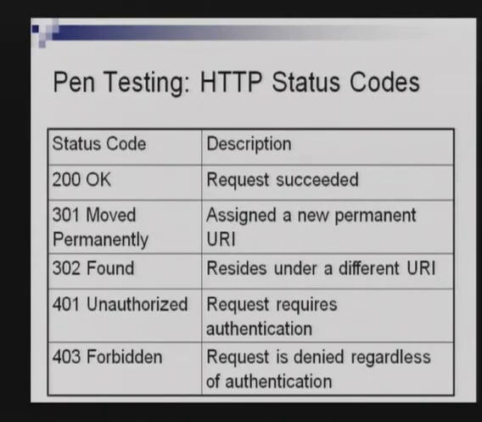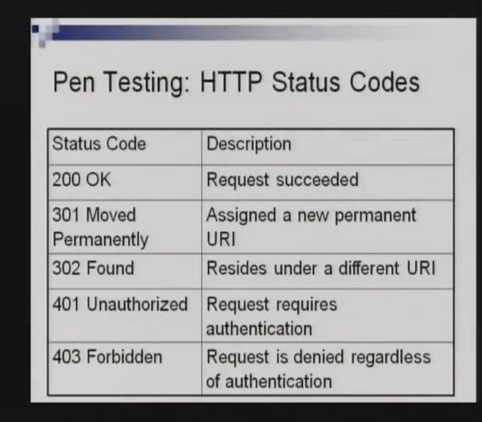401 is actually somewhat useful to us. 401 is an unauthorized code. And what that's telling us is that the page we're going to requires some credential or authentication to get to. Doesn't mean that we can't access it, just that we need some authentication to view the page. A 403 code is a forbidden code, and that's just telling us that I'm not going to let you see this page regardless of whether you have the right credentials or not.